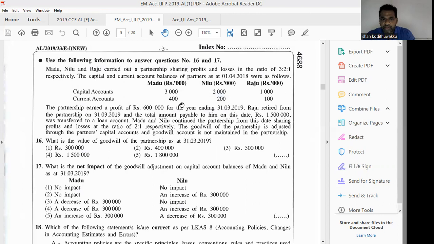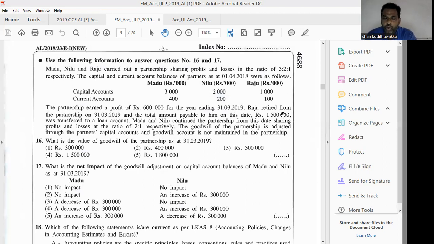Now they have given just the net profit. Then, as we are given closing balances for Raju of 1,500, that 1,500 consists of Raju's capital account balance and current account balance. Therefore, we had to find the amount relevant to Raju separately.